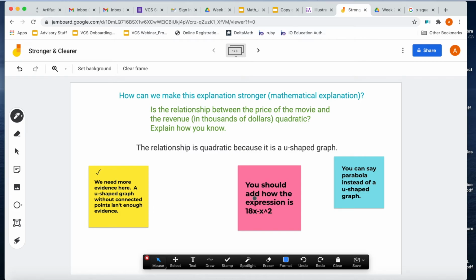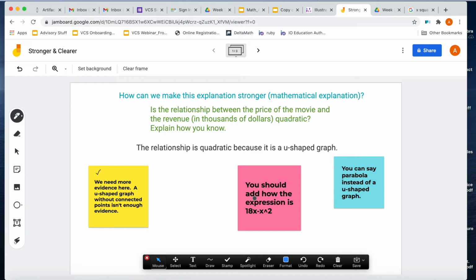should be added. So this student's explanation and answer to the question was, the relationship is quadratic because it is a U-shaped graph. Okay, that graph is beginning to look U-shaped, but we don't know for sure. That is not a strong enough mathematical relationship to justify why it's quadratic. We need to have something about the expression being quadratic. And so we see some examples of things students might say. We need more evidence here.